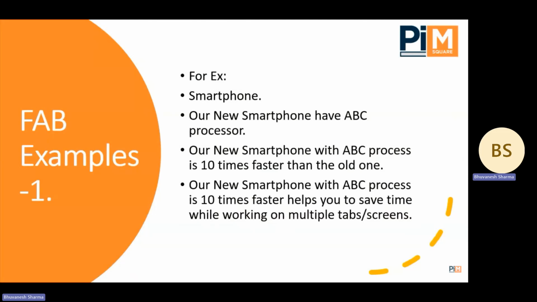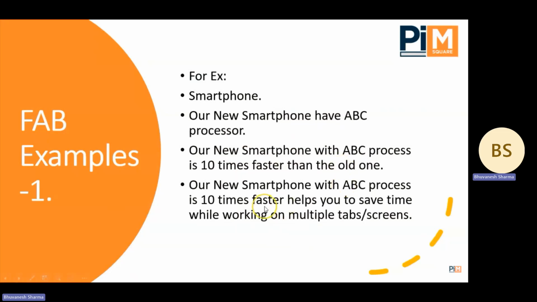So what is the advantage of having that processor? Having that processor, the smartphone will work 10 times faster than the old one. Because of that, the new smartphone will work 10 times faster than the old one. So the smartphone having an ABC processor is the feature, and it works 10 times faster than the older one is the advantage. So what is the benefit for the customer?